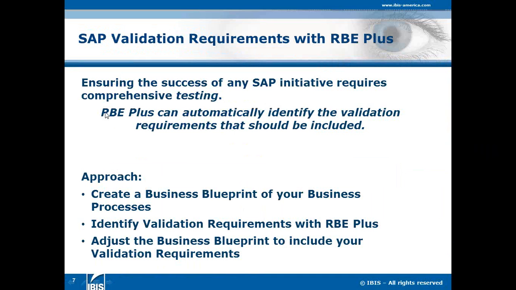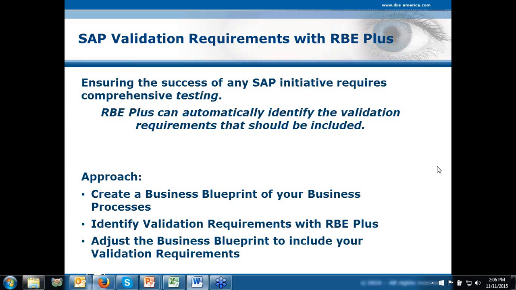Whether you're implementing SAP HANA, upgrading to Enhancement Pack 7, or implementing a few new features of SAP, you need to make sure that the new functionality works and doesn't cause any disruptions in your existing system landscape. How do we ensure the success of our SAP initiatives? With comprehensive testing. We need a business blueprint of our processes. We need to identify what needs to be tested and update the business blueprint accordingly.